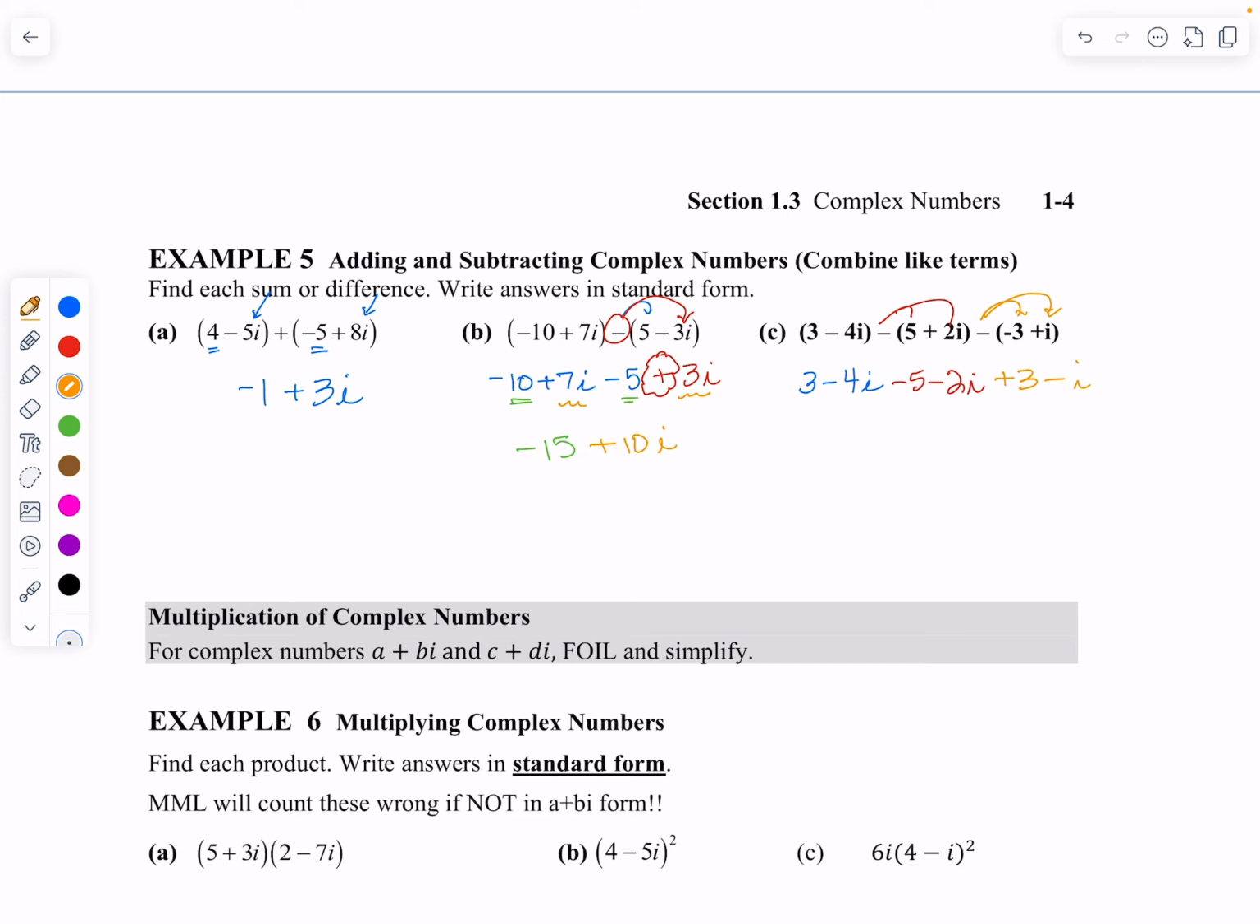So now that I haven't made any sign errors, I'm going to go back in and combine my like terms. So there's all my real numbers. 3 minus 5 plus 3, that's going to give me what? 6 minus 5. So that's going to give me 1. And then minus 4 minus 2, that's minus 6. Minus another one gives me minus 7i.